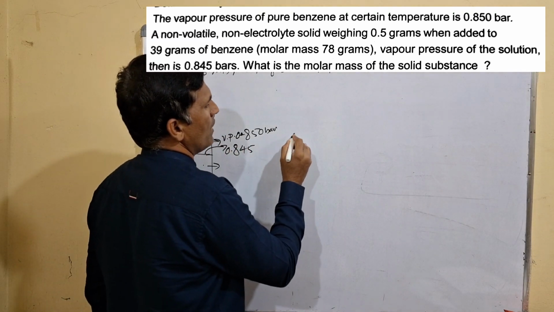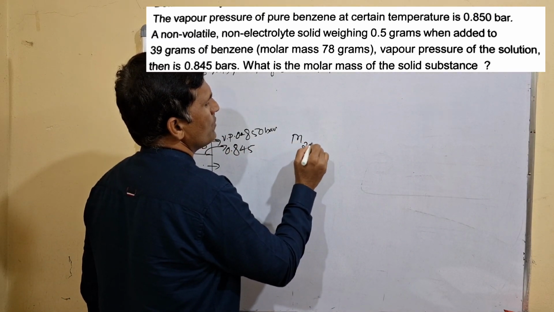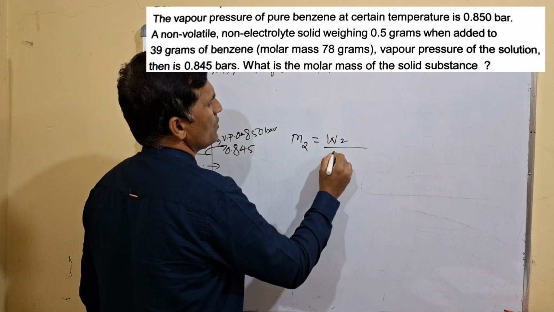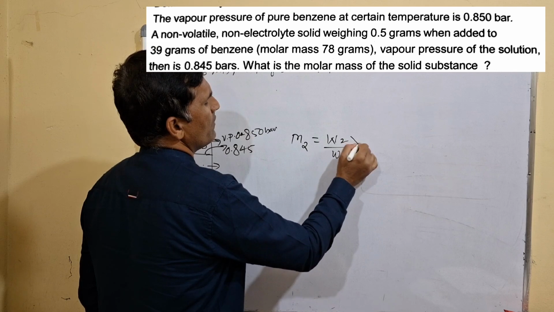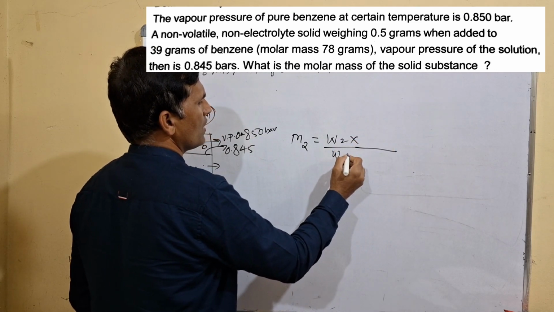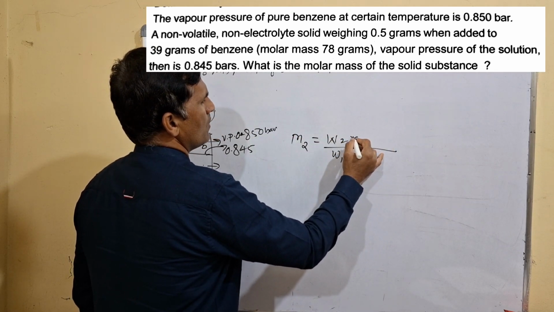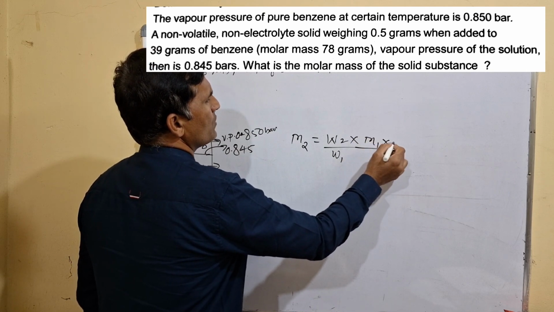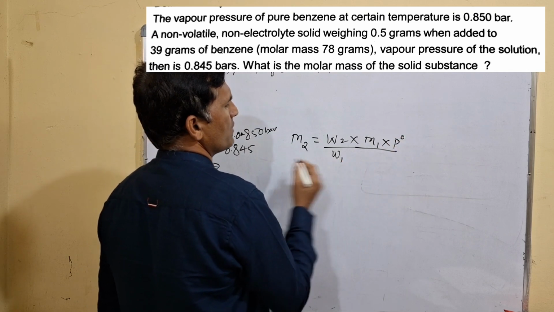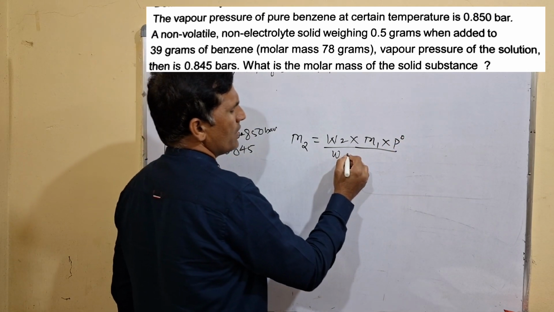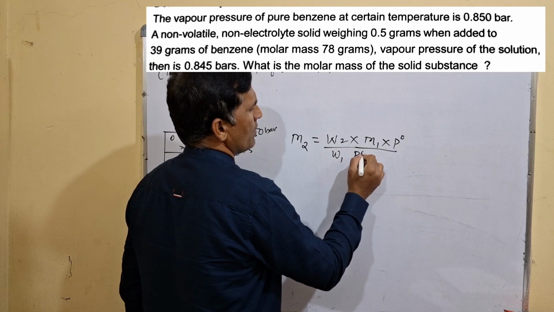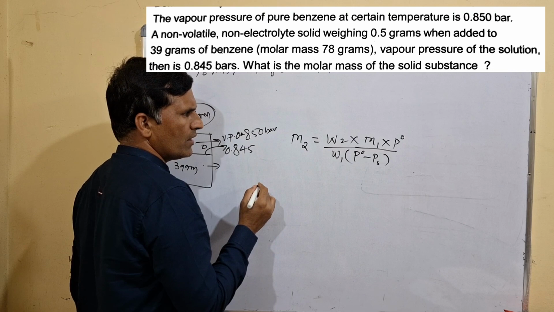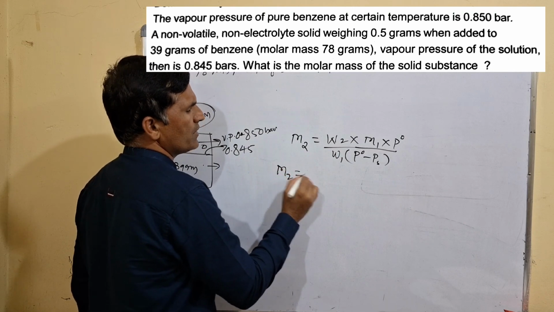So let us write the formula. So M2 is equal to W2, weight of the solute, divided by weight of the solvent, into, here what you write, W2 into molar mass of the solvent into P0, vapor pressure of the pure solvent. Here you have to write P0 minus PS, right? So this is the formula.